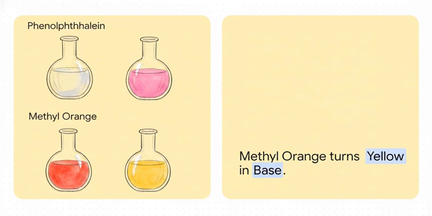Phenolphthalein starts out as a completely colorless liquid. Drop it in an acid, and it remains stubbornly colorless. But add a base, it suddenly pops into this vivid, super bright pink. It's honestly one of the most satisfying color changes you'll ever see in a lab. Now, methyl orange, on the other hand, originally starts off orange. When it hits an acid, it turns a bold red, and when it encounters a base, it shifts to a bright yellow. These stark, highly engineered color shifts leave absolutely zero room for misinterpretation.